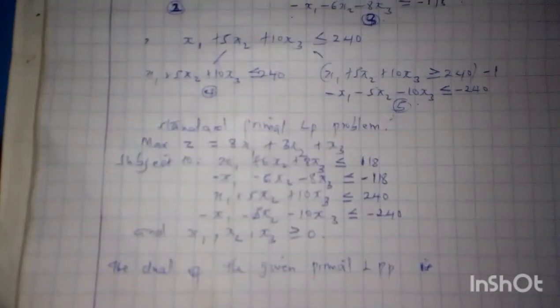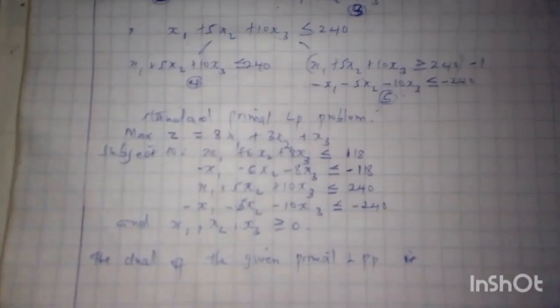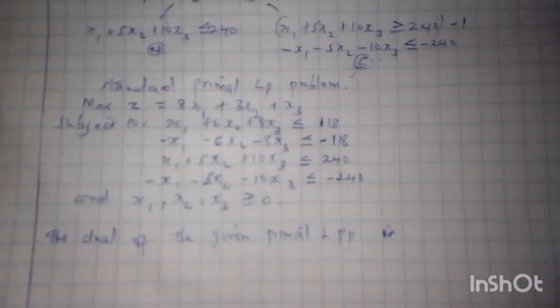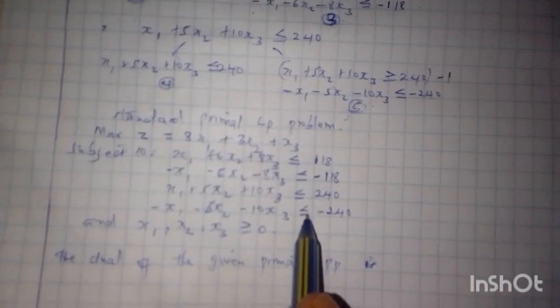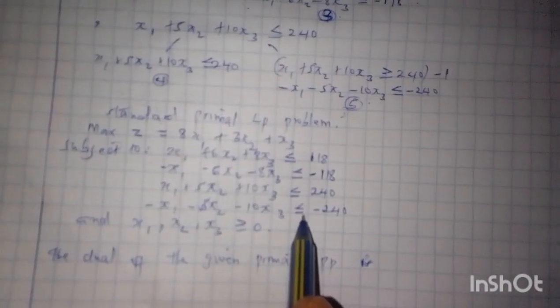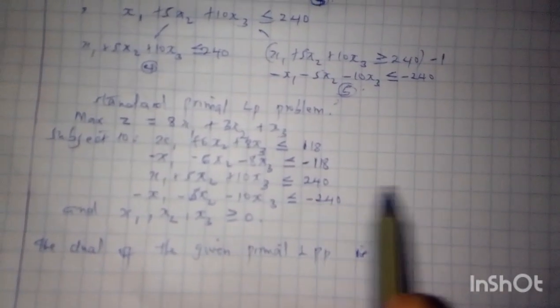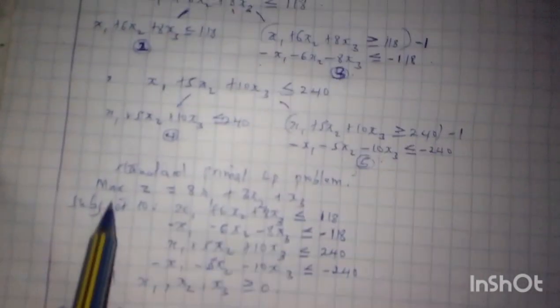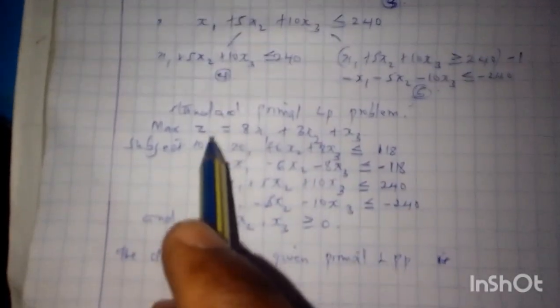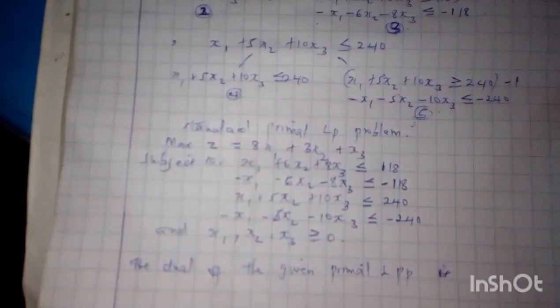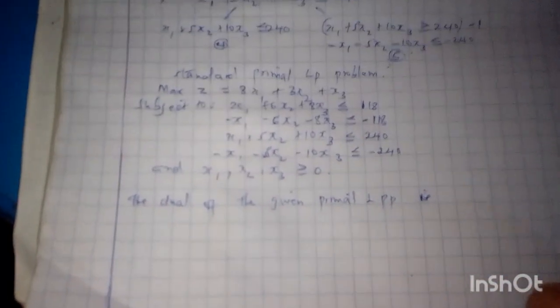We transpose the row and column of constant coefficients, then we change the inequality from less than or equals to greater than or equals to, then minimize the objective function instead of maximizing. Remember, here the objective function is maximize z, so we will have minimize z. So the first thing is you transpose row and column of constant coefficients.